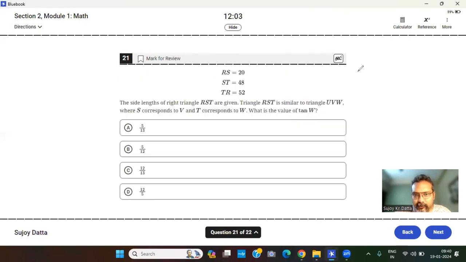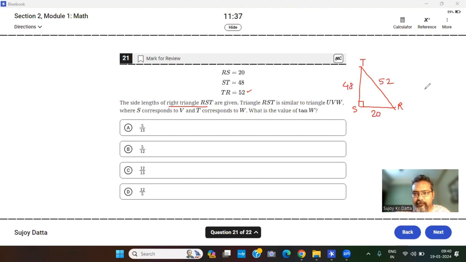So there is some triangle. There is a right angle triangle. Now, obviously, the right angle would be opposite to the longest side. Here, the longest side is TR. So that's the hypotenuse. So that means S must be the right angle. So RS is 20, ST is 48, this is 52.